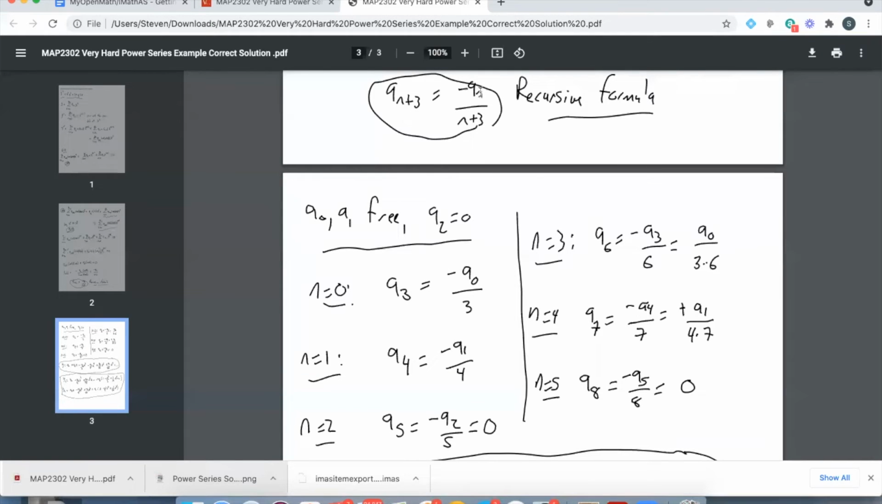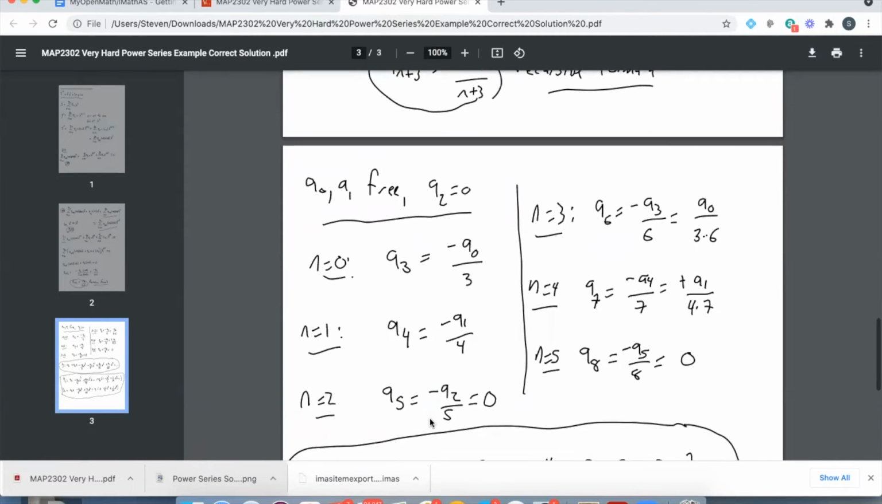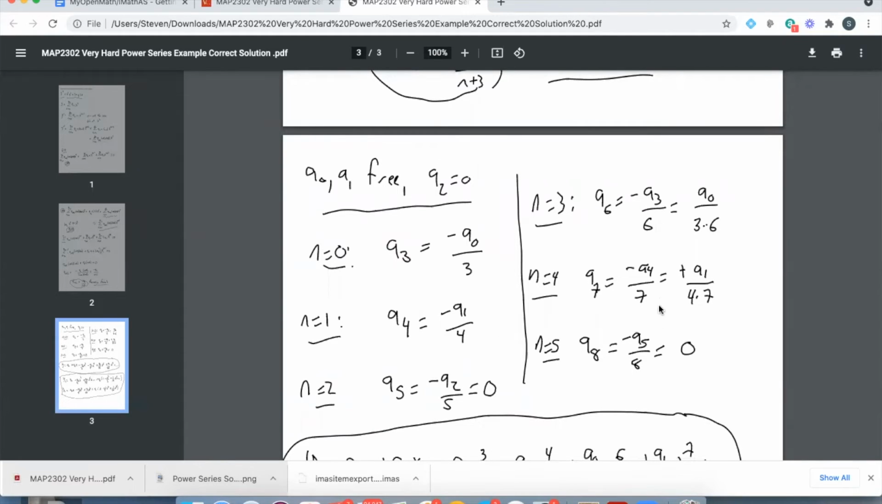We get A5 is the opposite of A2 over 5, but wait a minute, A2 was 0. So that'll make A5 0. And we just keep going. And every third one here is going to be 0.